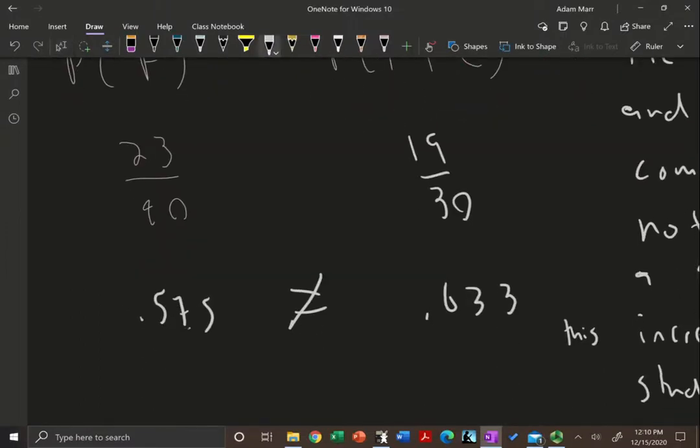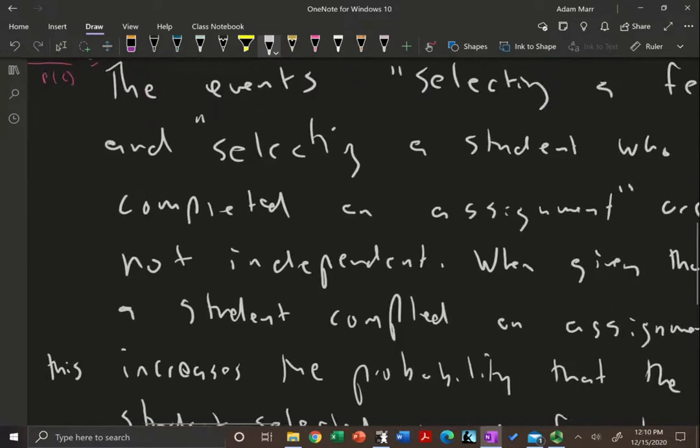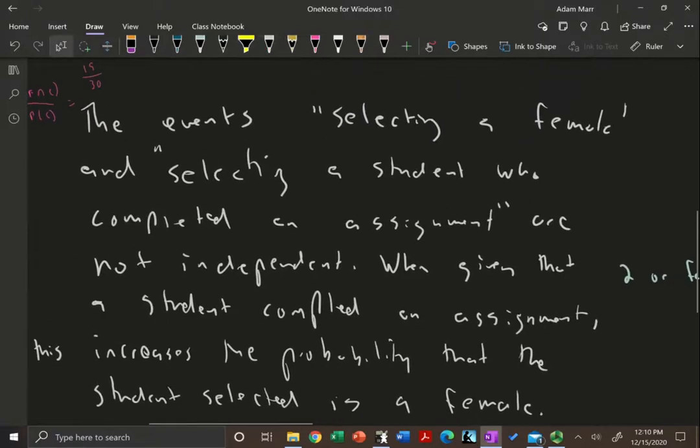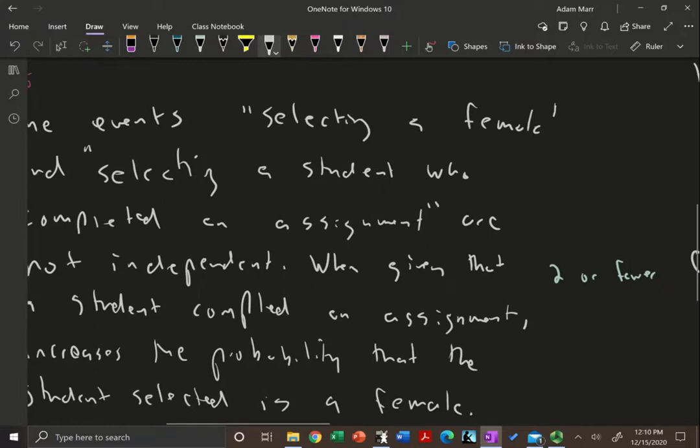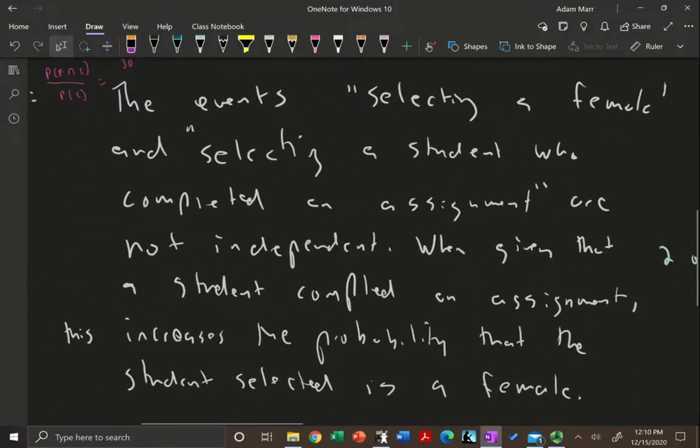Selecting a female is 0.575, but it looks like the probability increases when it's given that they completed the assignment. So the probability of selecting a female increases when it's given that that student completed the assignment. So just state that in the answer. I said right here, the events selecting a female and selecting a student who completed the assignment are not independent. When given that a student completed the assignment, this increases the probability that the student selected is a female.